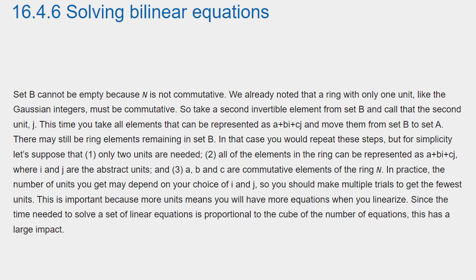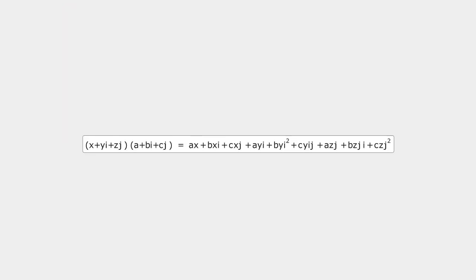In practice, the number of units you get may depend on your choice of i and j, so you should make multiple trials to get the fewest units. This is important because more units means you will have more equations when you linearize. Since the time needed to solve a set of linear equations is proportional to the cube of the number of equations, this has a large impact.